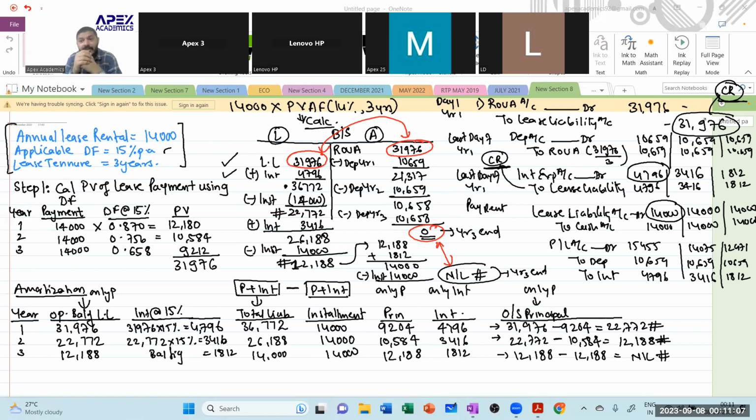Liability. What balance does a liability have? Credit balance. Asset has a debit balance. Liability has a debit balance. Yes or no? Yes, sir. Asset has a debit balance. Liability has a credit balance. Yes or no? Yes, sir. Asset account debit to liability should be your entry.